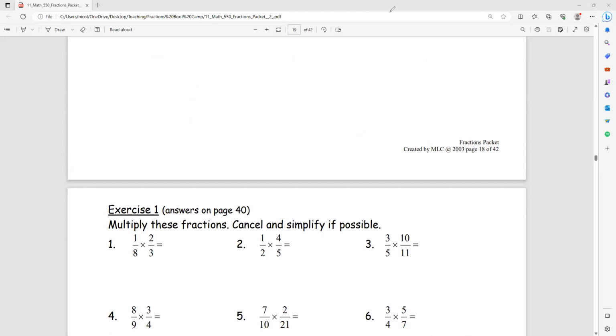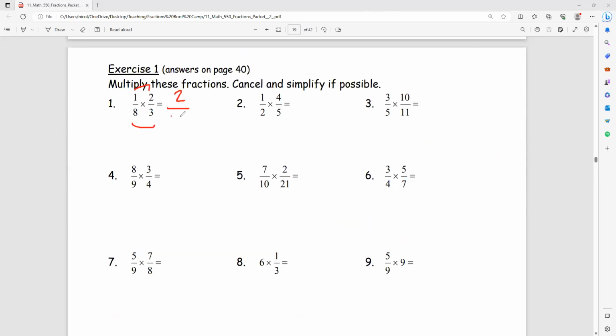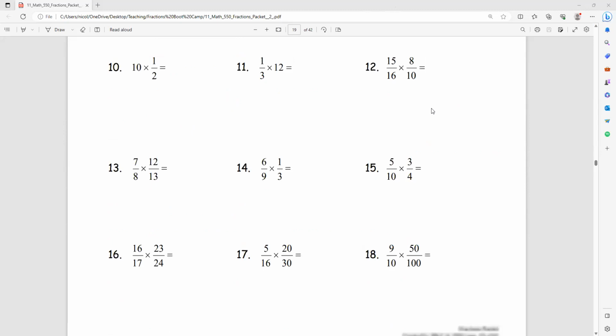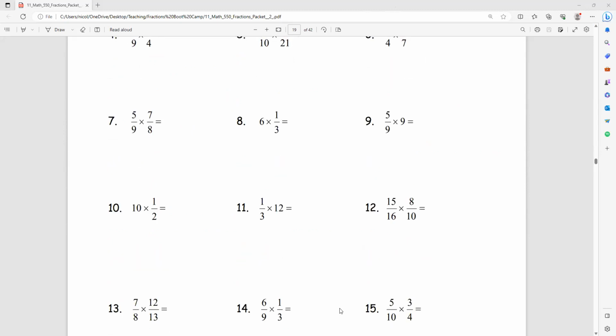Okay, multiplying these fractions, my favorite. Multiply straight across, 2 over 24. And then simplify, if possible. Divide top and bottom by 2. You get 1/12. So for these, you just multiply numerators and then denominators. When you have a whole number, you just multiply this by the numerator, and there you go. Same thing with this. Multiply it by the numerator, and there you go.